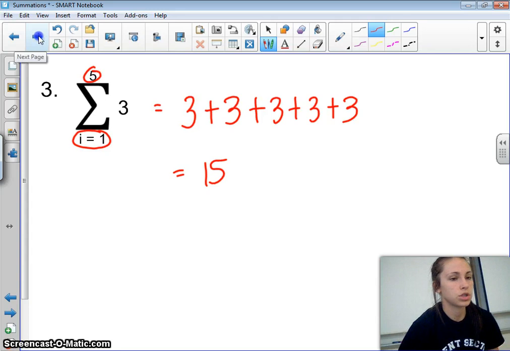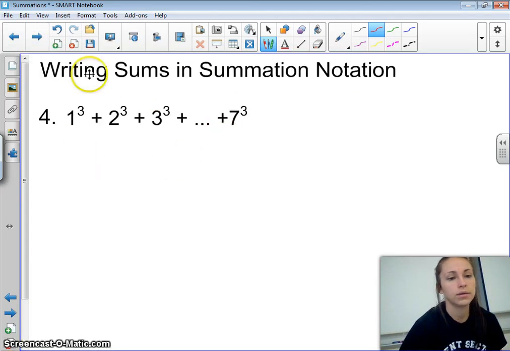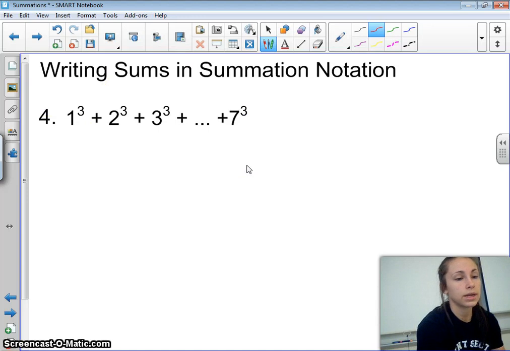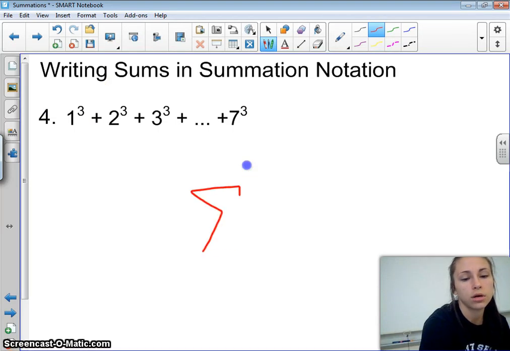Now let's go backwards. So I want to take a sequence or a sum, and I want to be able to write it in summation notation. So first I'm going to draw the old lady claw.